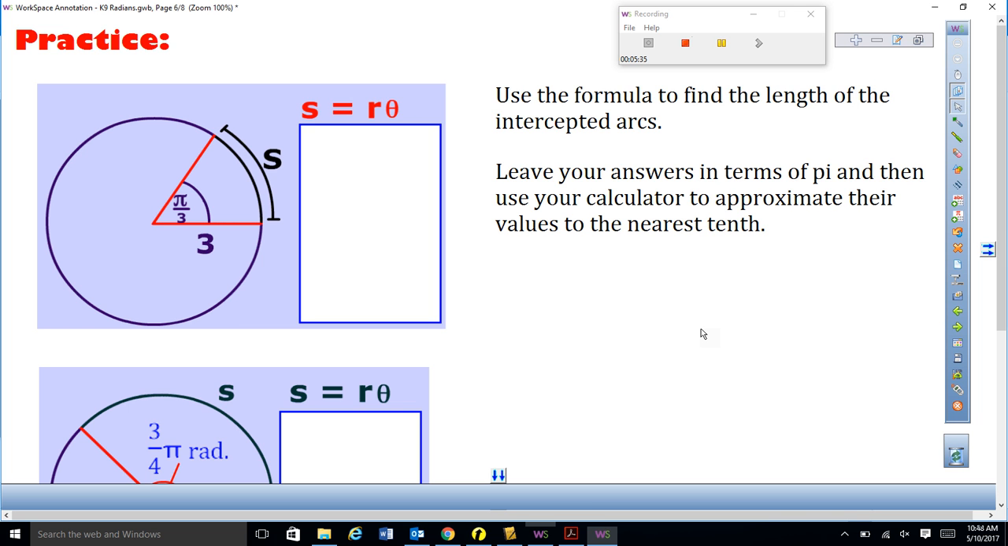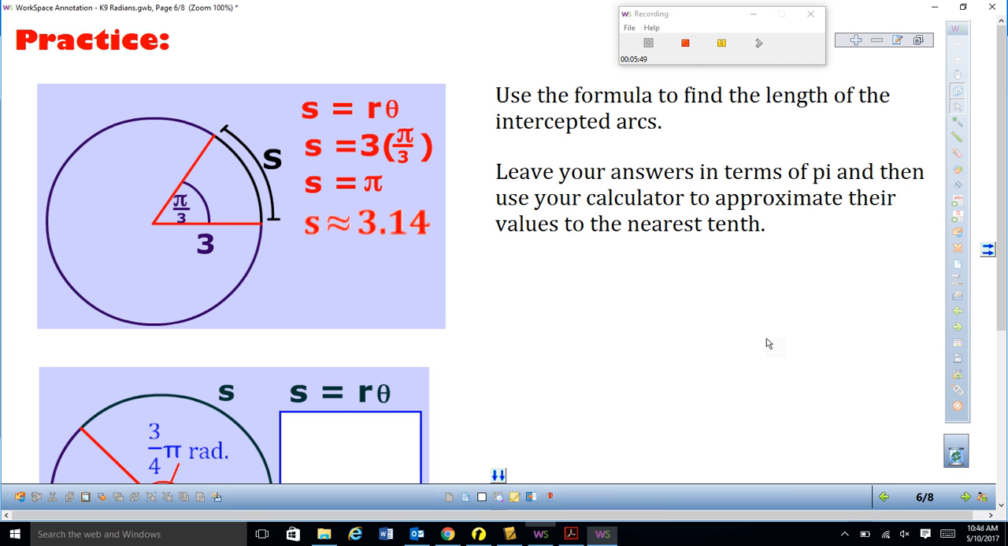Let's try a couple more examples. So again, using the formula where it's radius times theta, to find the length of arc S, I would take my radius 3 times theta, which is pi over 3. My 3's cancel out, leaving me with pi. And again, we want to approximate. So S is approximately 3.14.